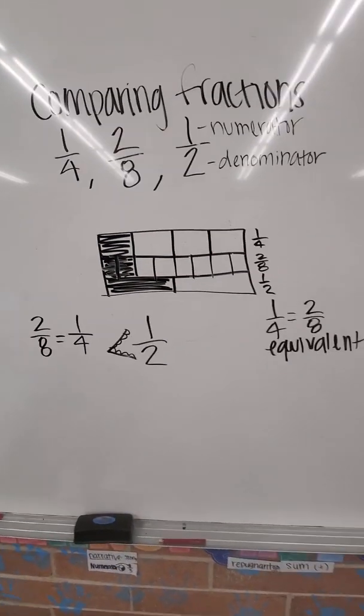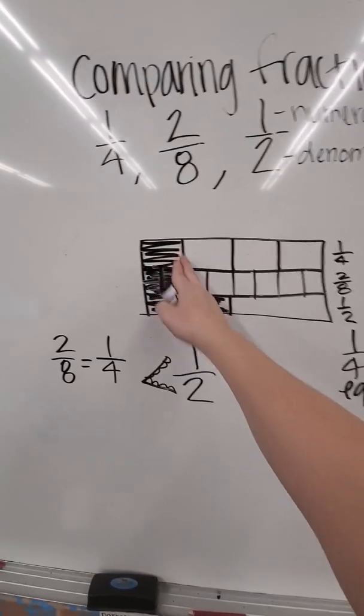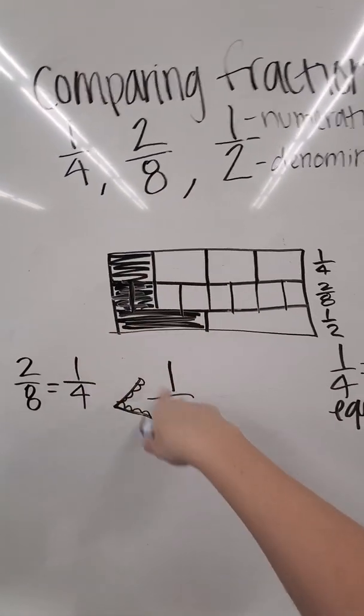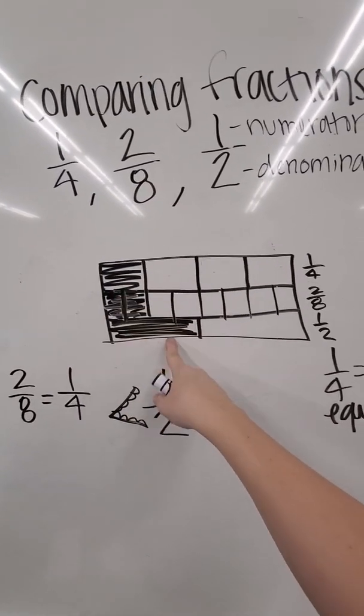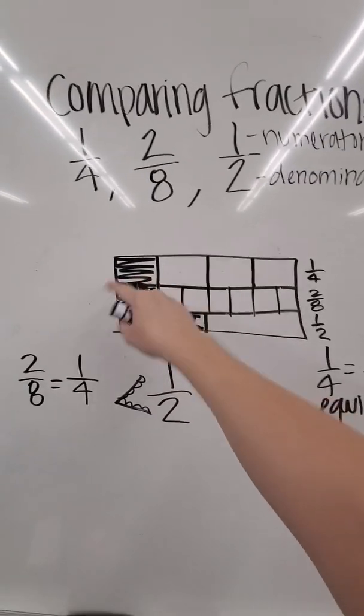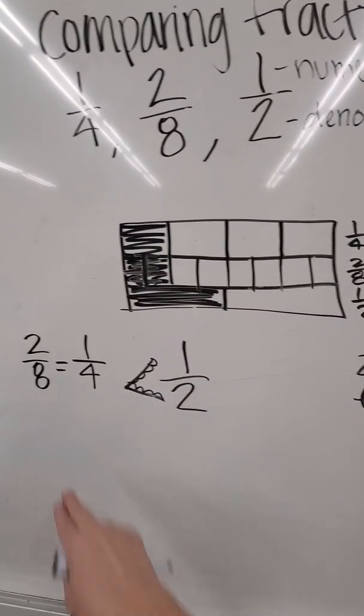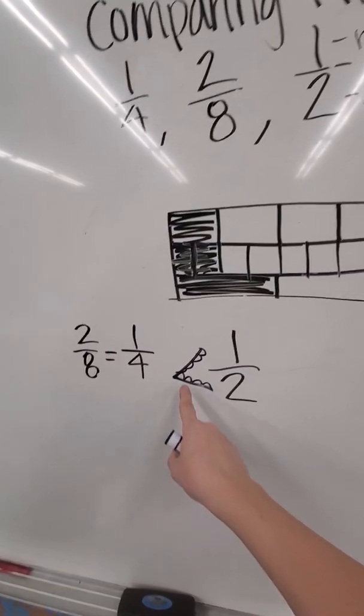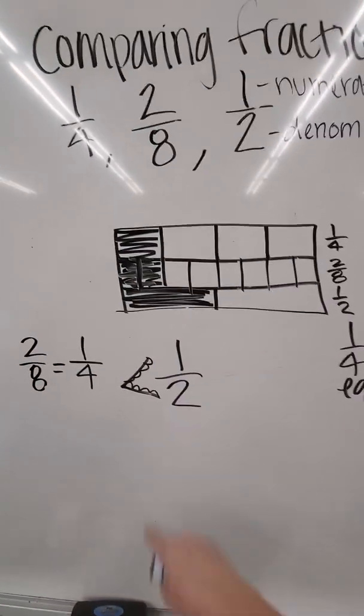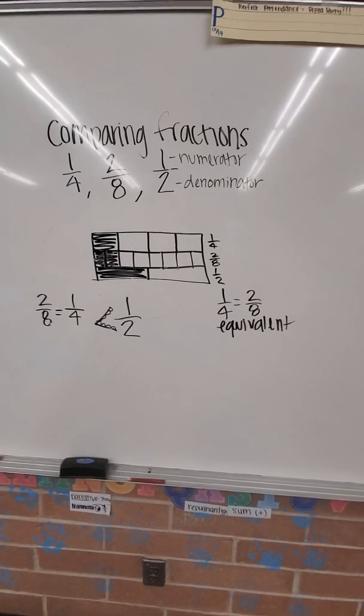So in this case, we have seen equivalent fractions where they're the same, and then we've also seen where we have fractions that are greater and then less than. So 2/8 and 1/4 are less than a half.